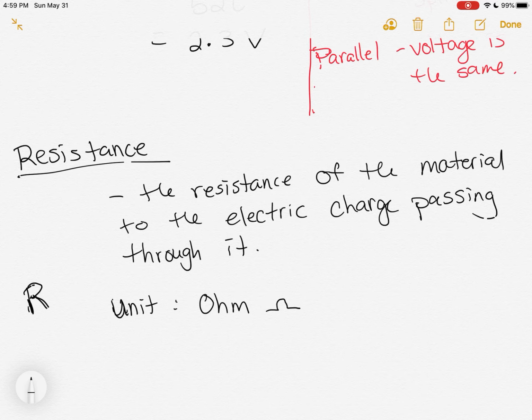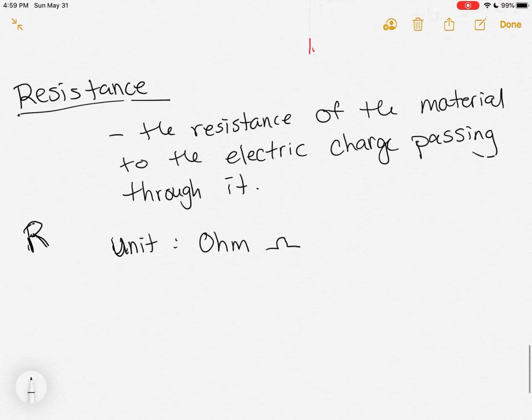The Greek letter is omega, and that's the symbol for the ohm. In words, we would say ohms, but when we're using a symbol, it's the omega symbol. Now, resistance and voltage and current are related to each other.